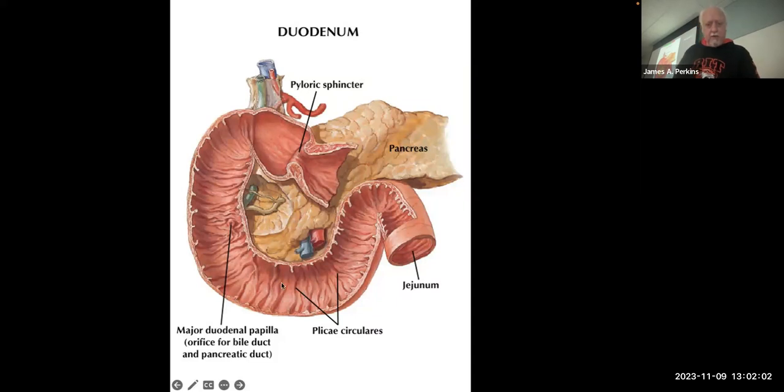Then you reach the horizontal portion here, and then the ascending portion that then leads into the jejunum, which is the next part of the small intestine. The interior of the duodenum is lined with these circular folds called plicae circularis, which literally means circular folds. And we'll see that those plicae circularis continue throughout the entire length of the small intestine, the jejunum and the ileum, which are the two next parts.